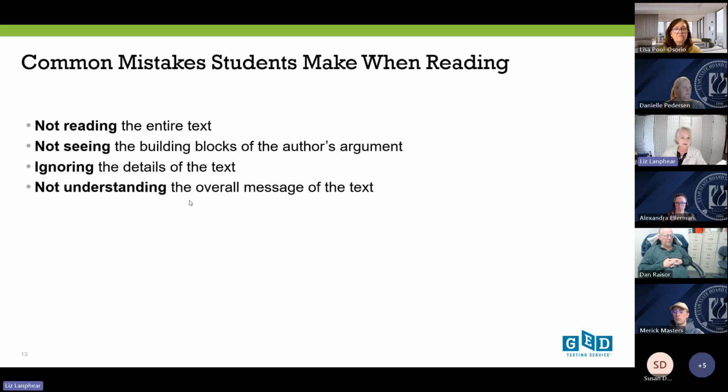Common mistakes that students make when they're reading is not reading the entire text, not seeing the building blocks of the author's argument, and ignoring the details of the text. This is going to be really important. And then not understanding the overall message of the text. So sometimes our readers are struggling with reading and they're not getting that overall picture. So that's again why you read one time to get the overall picture and then start digging down into the details.